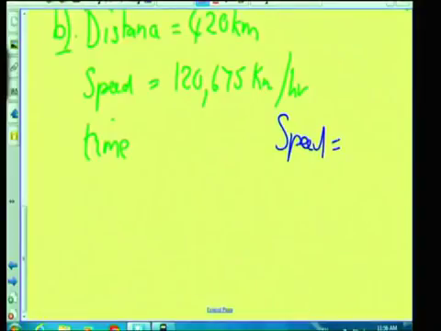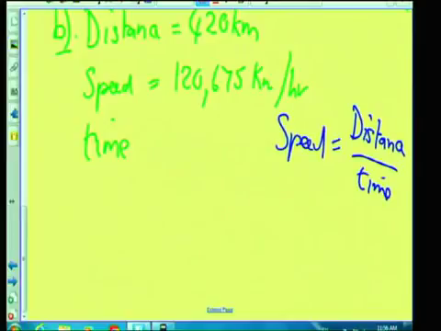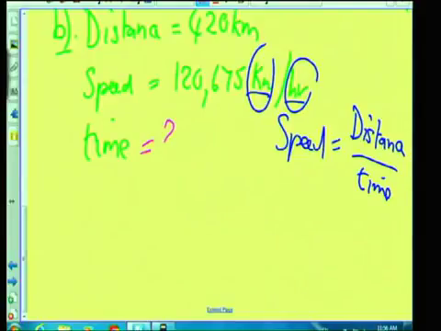So what's the relationship between speed, distance, and time? Well, you should remember that speed is equal to distance divided by time. And you can see it here in the units. It's kilometers divided by hours. Kilometers is the distance, hours is the time. We want time.